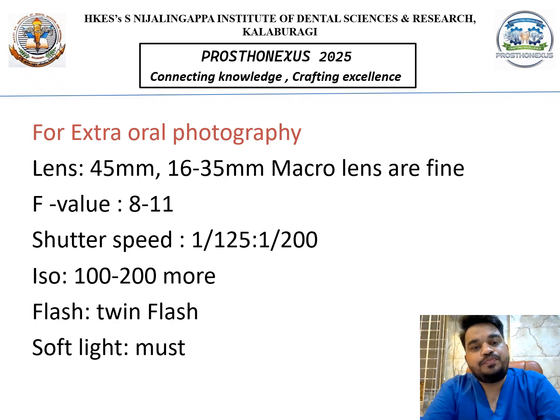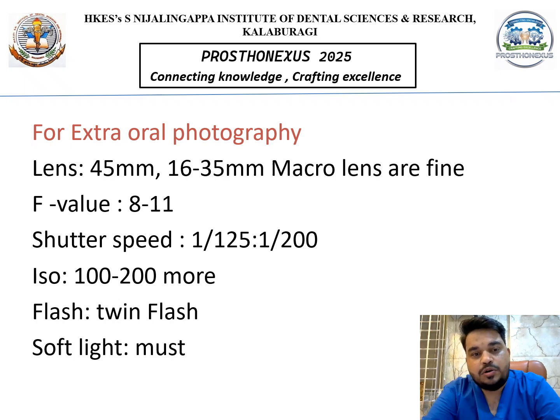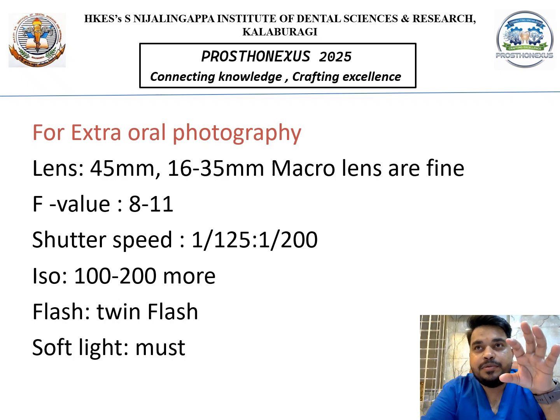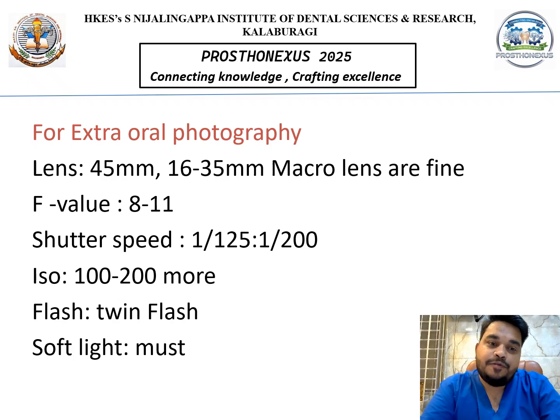So when it comes to extraoral photography, the 45 mm lens, as I told you, or the 16 to 35 mm macro lenses are also fine. The f value should be reduced, because 8 to 10 would be an ideal f value. We don't want anything very in depth, because for an f value of more than 20 or 22, we would be requiring a lot of light sources. So it's better to keep an f value between 8 to 12.